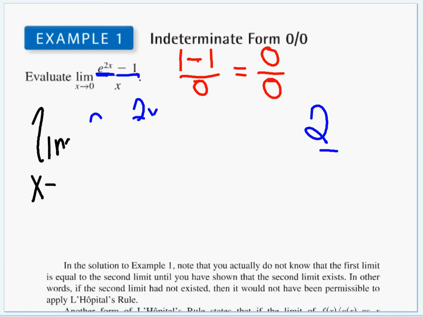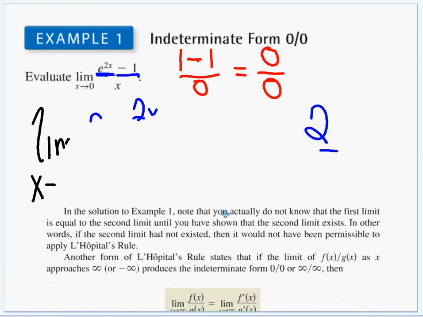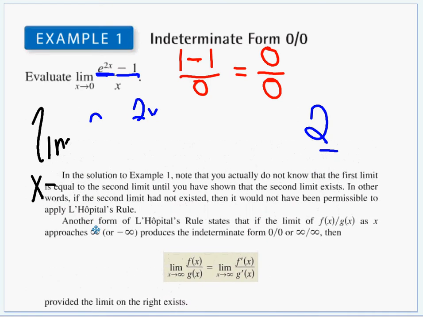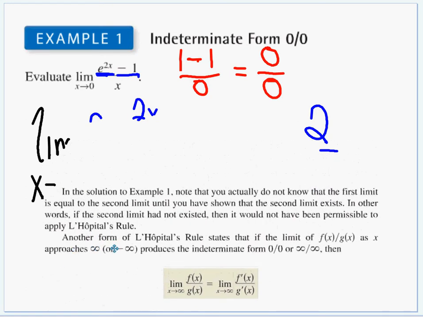In the solution to example 1, note that you actually do not know that the first limit is equal to the second until you have shown that the second limit does exist. In other words, if the second limit had not existed, then it would not have been permissible to apply L'Hopital's rule.